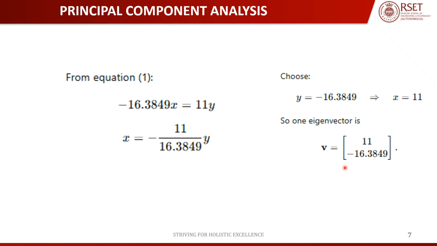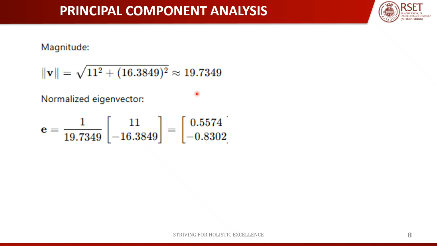Now what you do is you just find the norm of v. So for the norm of v, what you do is root of 11 square plus minus 16.3849 square. So you have that particular value equal to 19.7349. Now you get a new normalized eigenvector.